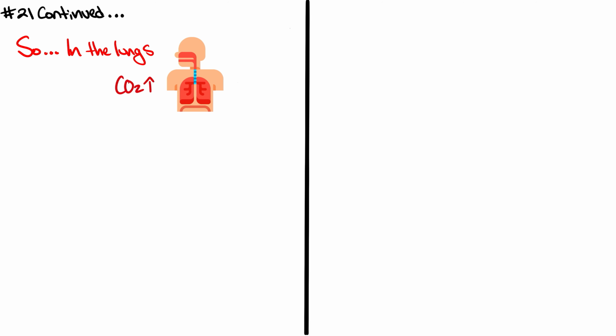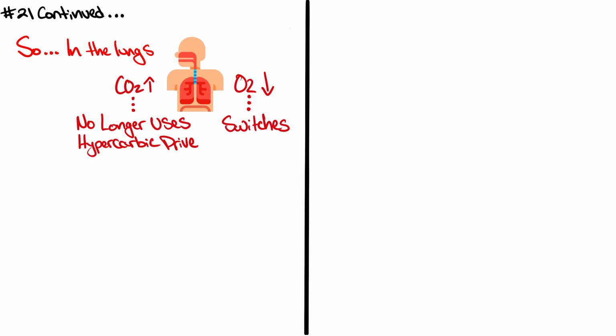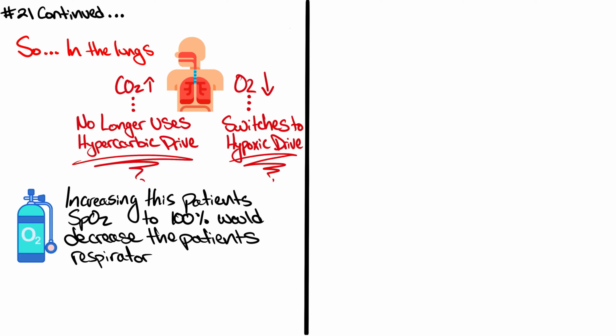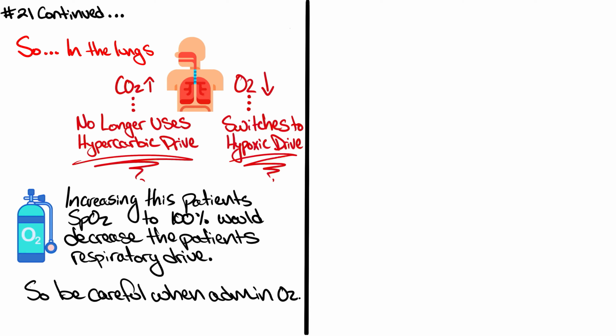See, normally your brain signals your body to breathe when you have an excess of CO2 in your body. But because the bodies of our COPD patients are so used to an increase in CO2 levels, it switches to something known as a hypoxic drive. Instead of breathing when your body has too much CO2, their body is breathing when they don't have enough oxygen. Since their body relies on a reduction in oxygen levels in order to breathe, increasing this patient's SpO2 to 100% would decrease the patient's respiratory drive. Long story short, be careful when you're administering oxygen to your COPD patients. Alright, so let's move on to treating COPD.